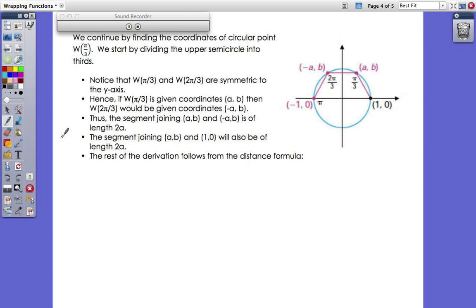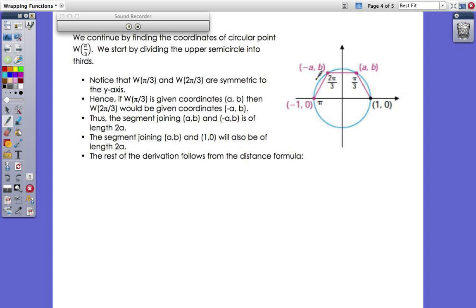And the way this derivation is going to go, just to save a little time, a few facts that we know. What we're going to do is take this upper semicircle, which would be an arc of length pi, and divide it into thirds. So you can see these 3 little pieces I've created here and the 3 segments that go along with them. You notice that a wrap of pi over 3 and a wrap of 2 pi over 3, so a third of the way to pi and 2/3 of the way to pi, they're symmetric to the y-axis. So if I give pi over 3 coordinates a, b, then 2 pi over 3 would have to have very similar coordinates, just with a negative a and a b.